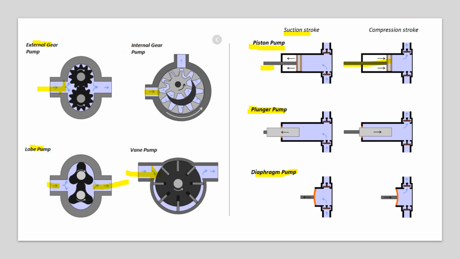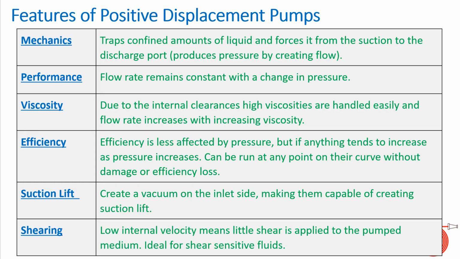So let's see what the advantages of positive displacement pumps are, and why we go for their use. The main features of positive displacement pumps: first of all, the mechanics. It traps a confined amount of liquid and forces it from the suction to the discharge port. As I already showed in the previous slide, when suction is created, if our piston moves outwards, suction will get created and the fluid will get stored in the cavity. And when the piston is moved inside again, the inlet port will get closed and the discharge port will open and fluid will move outside the pump. So this is the mechanics, and this is the basic phenomenon of every positive displacement pump, either reciprocating or rotary.